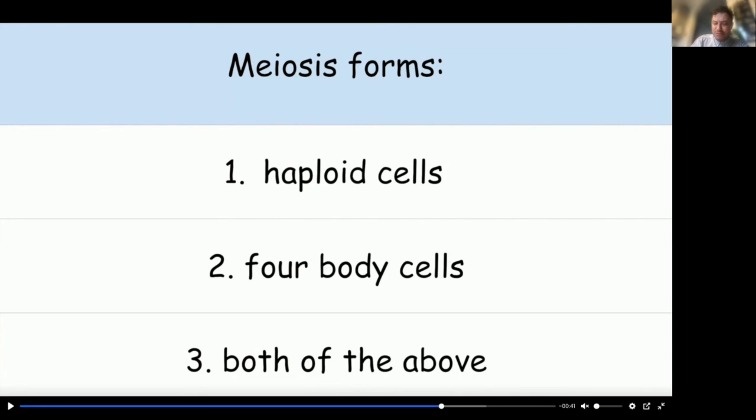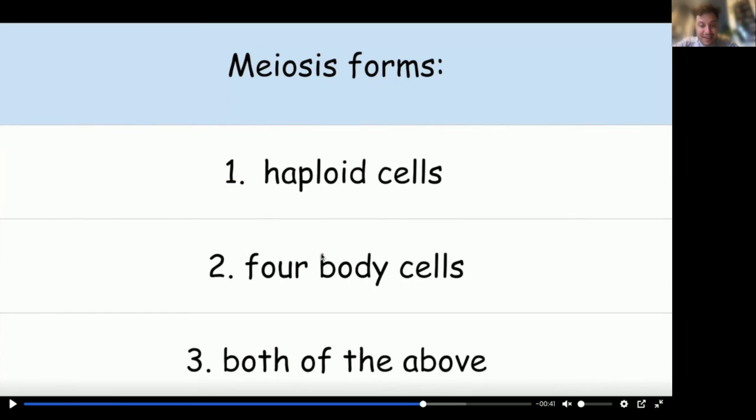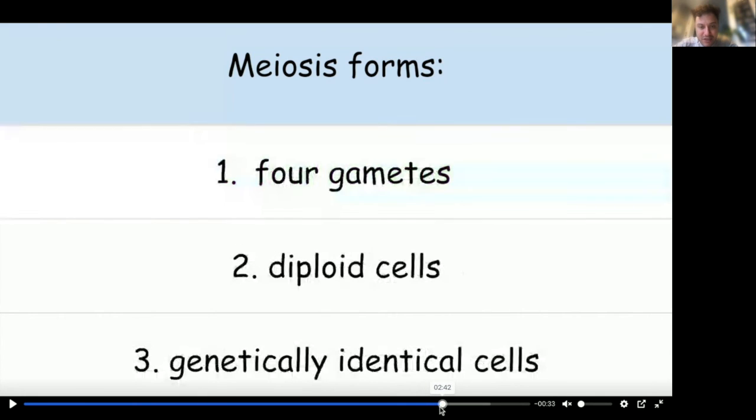So meiosis forms 4 body cells. Does it? Are you sure? What does meiosis form, guys? Is it body cells? It doesn't form body cells. It forms 4 gametes. Yeah, exactly. 4 gametes. So the answer there is haploid cells. That was a bit of a trick question there. 4 body cells? Nope. The answer is haploid.